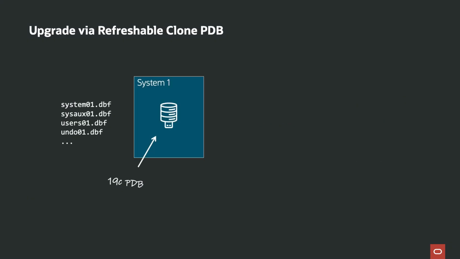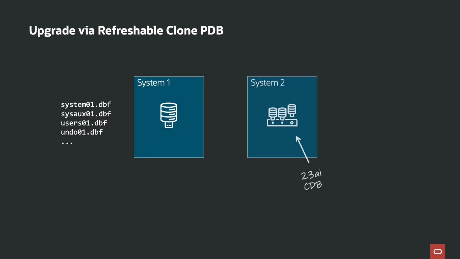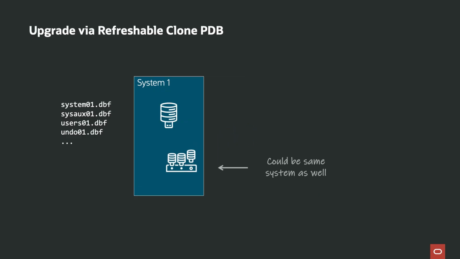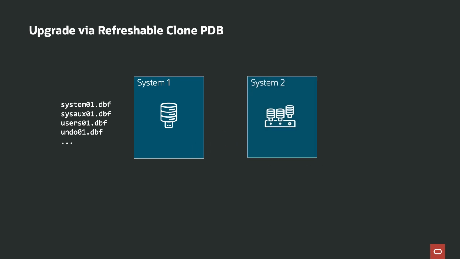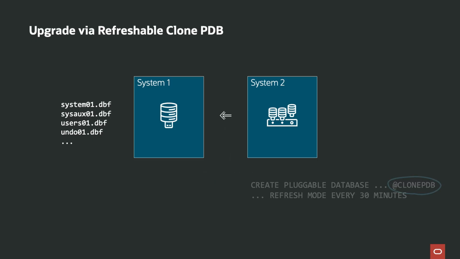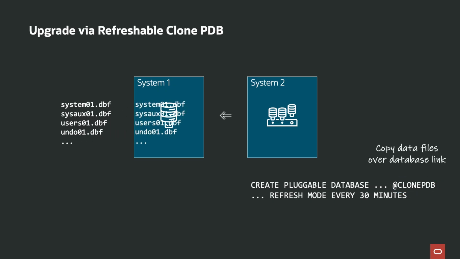So imagine that you have a PDB running on 19C. You then build a new system on 23AI with a new empty container database. It could also be on the same server if you have Exadata systems with multiple databases on the same host. It doesn't really matter. All that matters is that we can establish a database link from the new CDB back to our original PDB. Then AutoUpgrade can copy the PDB behind the scenes. We do that over the database link.